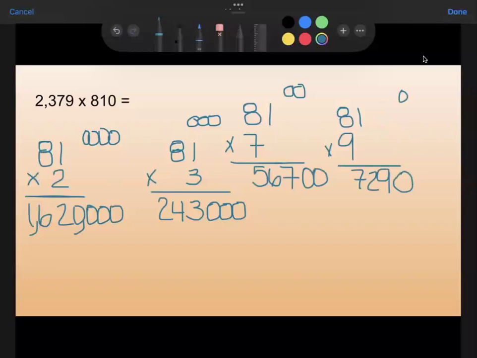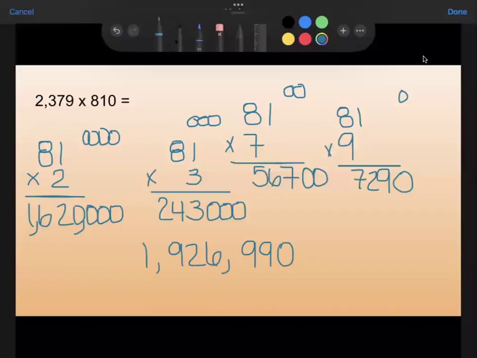My last step is to add all of these together. So I do recommend that you rewrite them and stack them according to place value so that everything's lined up. When you do that, you should end up with 1,926,990 as your answer. Yeah, I told you it was a big one.